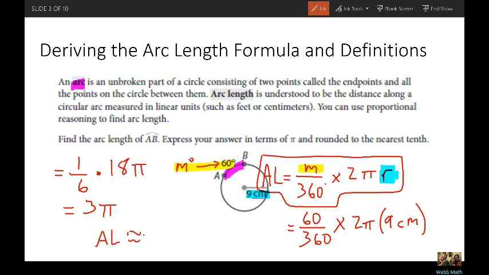Approximately, wow, that is the worst approximate. Sorry guys, epic fail all around. There we go. Approximately 9.4247, let's round to the nearest tenth. Centimeters. So that'll be the answer for this example.